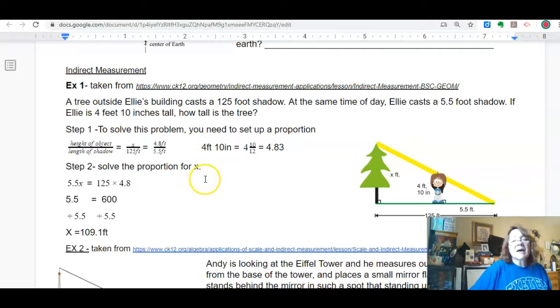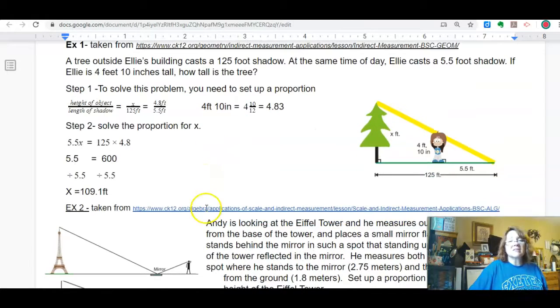So, getting back to indirect measurement, I realized as I was going through this and making a video that I have some things that were incorrect. For instance, this 4 feet 10 inches is 4 and 10 over 12, because there's 12 inches in a foot. So 10 over 12 turns out to be 0.83. So 4 and 10 over 12 is 4.83. That's what needs to go here in this fraction and not the 10 that I had on the page. So you need to make that correction.